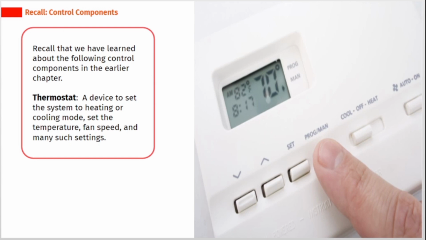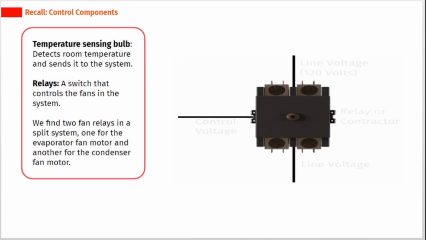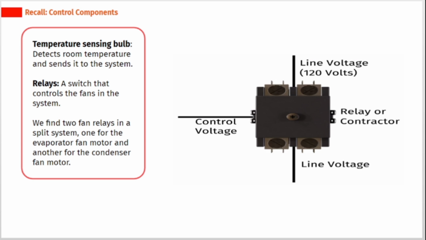Recall that we have learned about the following control components in the earlier chapter. Thermostat, a device to set the system to heating or cooling mode, set the temperature, fan speed, and many such settings. Temperature sensing bulb, detects room temperature and sends it to the system. Relays, a switch that controls the fans in the system.